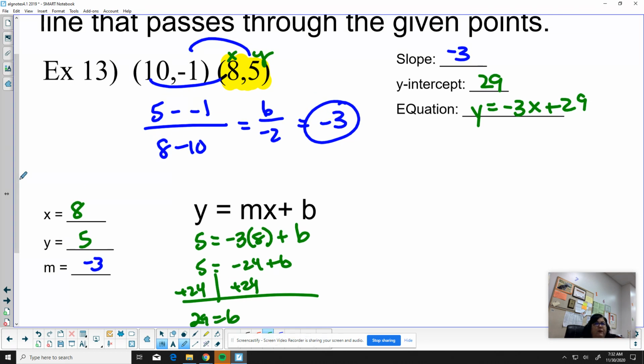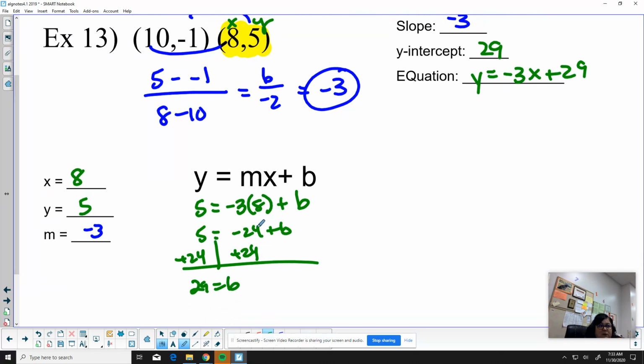If you got either part of that, the slope or the y-intercept, give yourself a pat on the back. These are not easy. Okay, so good job. And if you messed up on the b, look to see where you messed up.